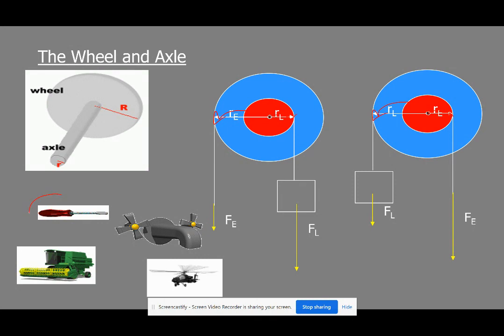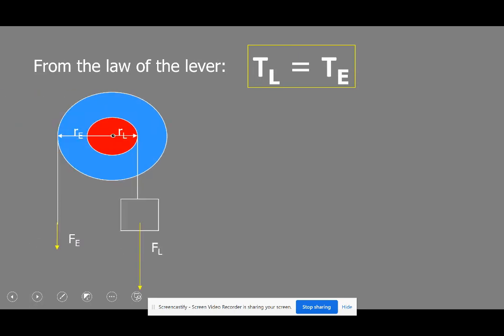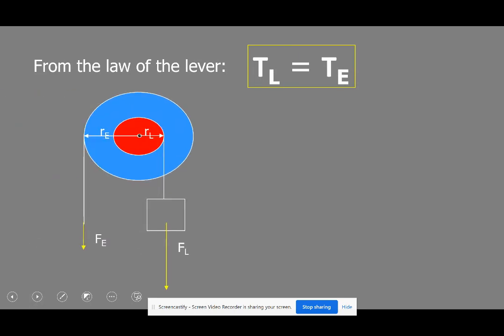Even something as simple as a screwdriver. You put an effort force on the large radius, the fat end of the screwdriver, to turn something with a much smaller radius, and that's how you gain mechanical advantage, just like with a lever. The law of the lever: load torque equals effort torque.